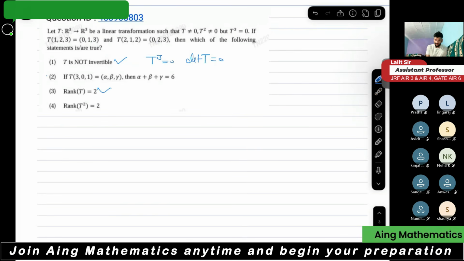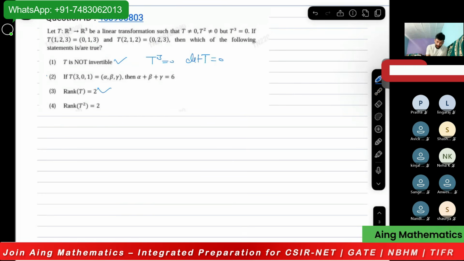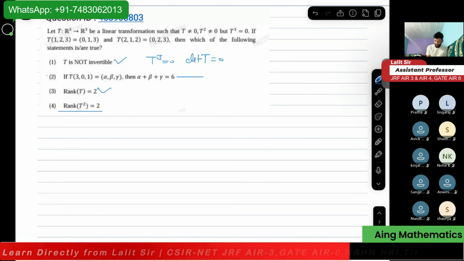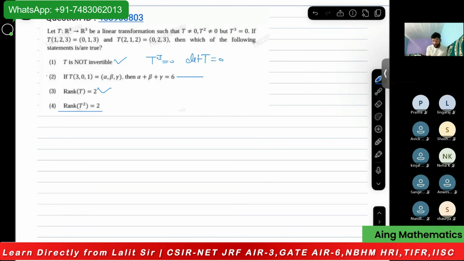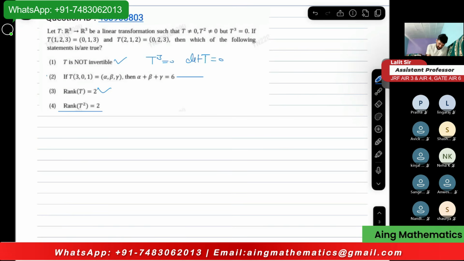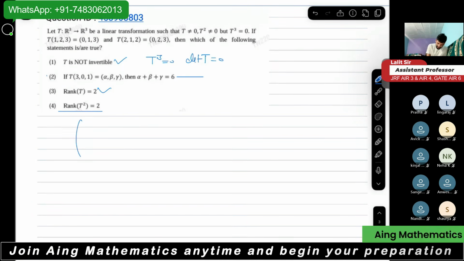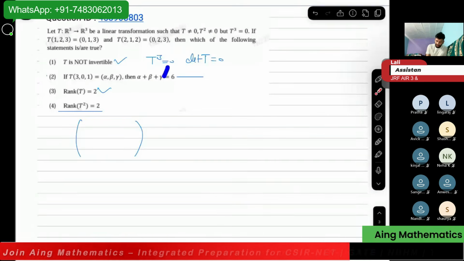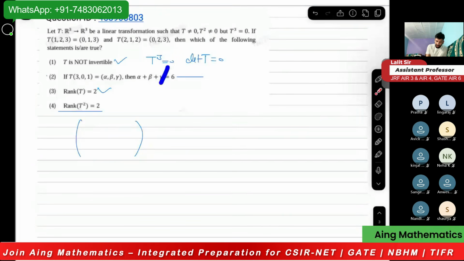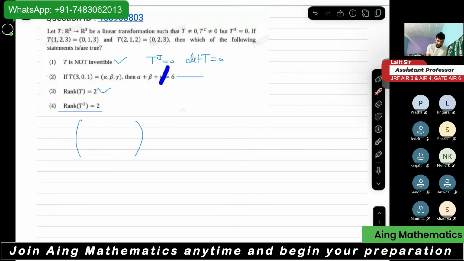These two options are very easy to think. And how you will solve this, I will tell you. But what about the rank of T square? See, rank of T is 2. Rank of T square may or may not be 2. So first of all, see, if you want to know the rank of T, then you can find any similar matrix to it, right? So let us try to find the Jordan canonical form of T.